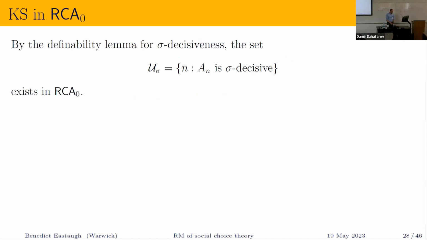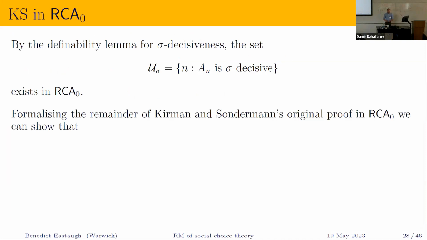So by the definability lemma, the set U sigma of indexes for sigma decisive sets exists in RCA0, and then we just formalize the Kirman-Sondermann proof, basically. So the proof that I have is really just very similar to theirs.